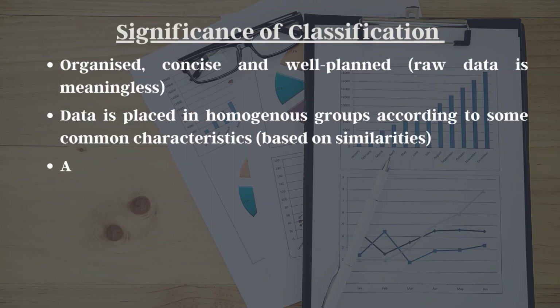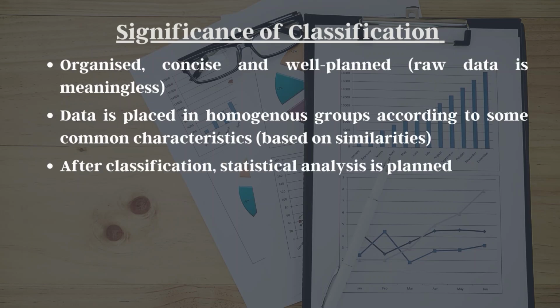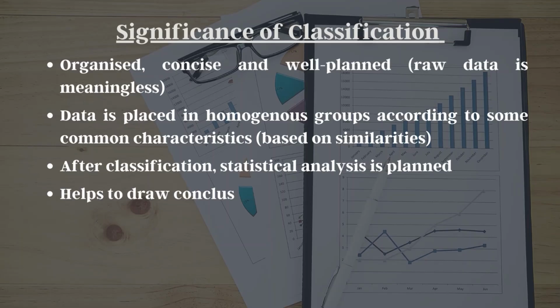We have, for example, division of marks, like first division, second division, third division. Anything above 60% is first division, anything between 45 and 60% is second division, and so on. So there is some kind of homogeneity, a similarity or a common characteristic that the researcher needs to identify. After classification is done, statistical analysis can be planned. We will talk about statistical analysis in the forthcoming sessions. It also helps to draw conclusions.